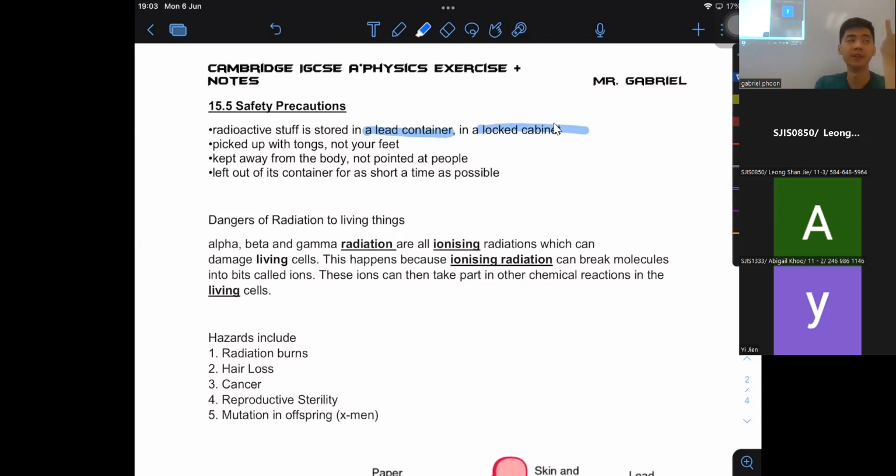Good, very good, because even gamma radiation cannot go through lead. That's why the lead containers are essential. It's picked up with your tongs and not your feet.